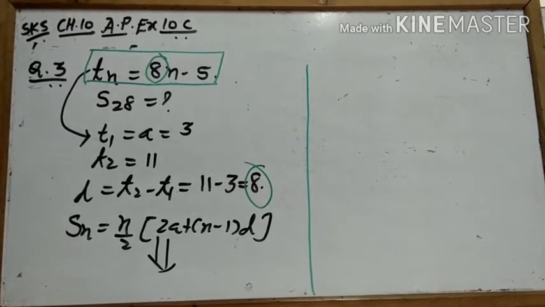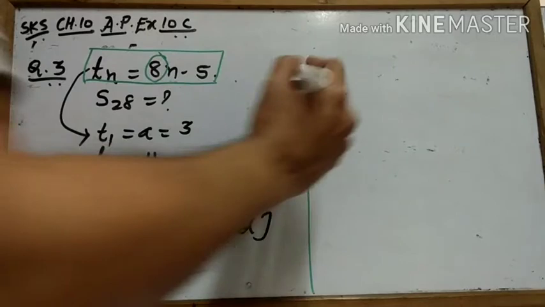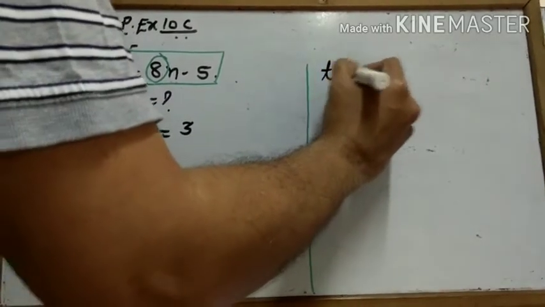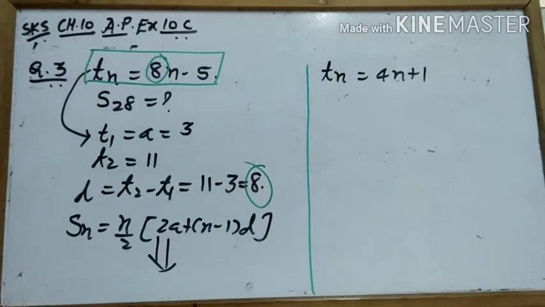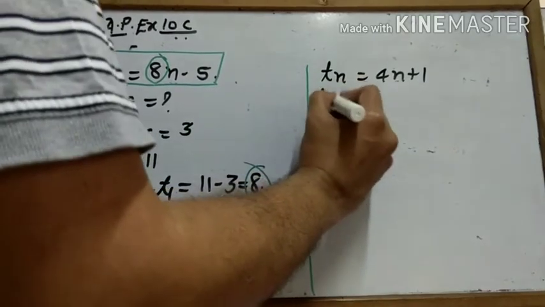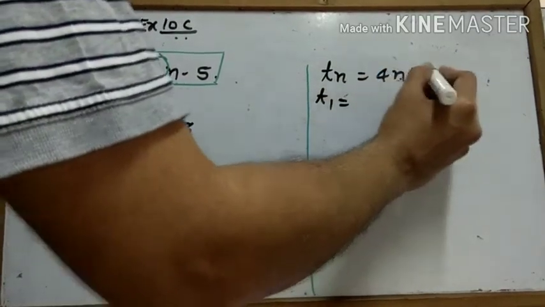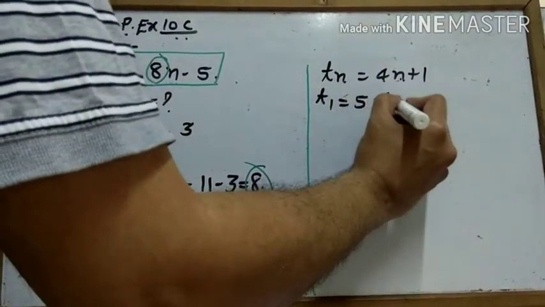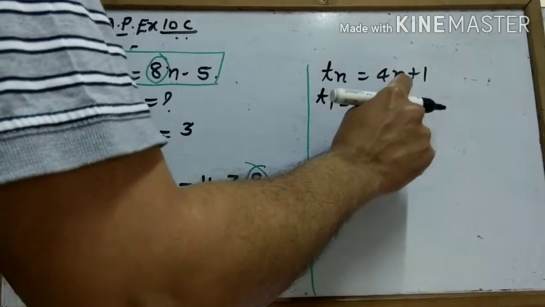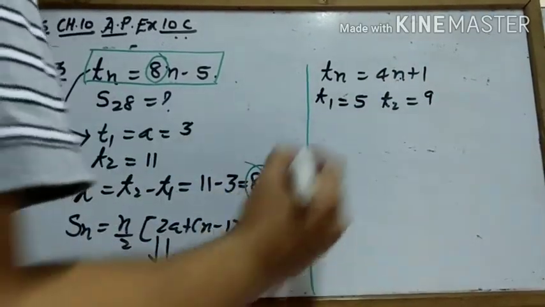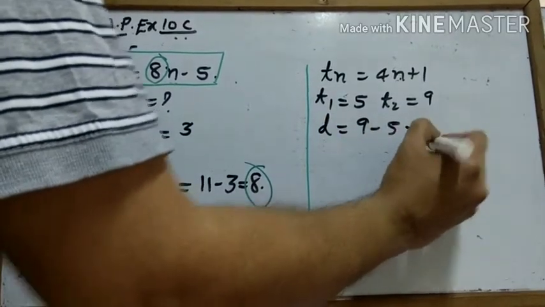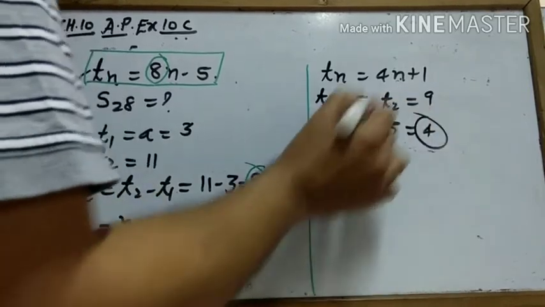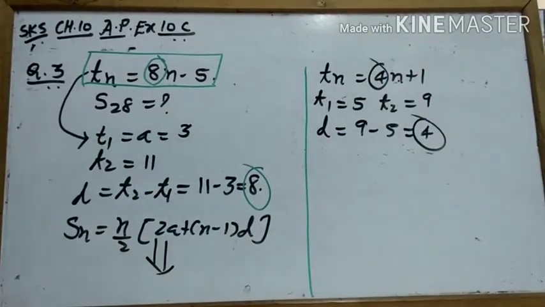And if you are not convinced with this, we shall see one or two more questions. Suppose I am having Tn is equal to 4n plus 1. Suppose this is the general term of an AP. Now I will find out T1. 4 ones are 4 plus 1, 5. T2 will be equal to 4 twos are 8 plus 1, 9. We'll find out D. 9 minus 5, which is equal to 4. Just check it out. Here D is 4 and here the coefficient of n is 4.